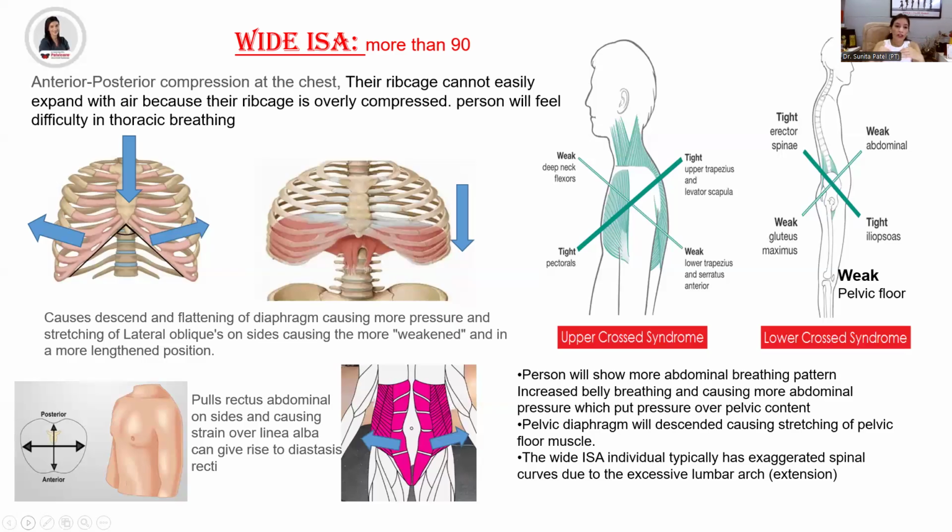So this is a whole body approach. The flaring of ribs, descending of the diaphragm, weakness of the abdominal muscle, separating the rectus abdominis from each other, separating the connective tissue from each other, diastasis recti will be present.